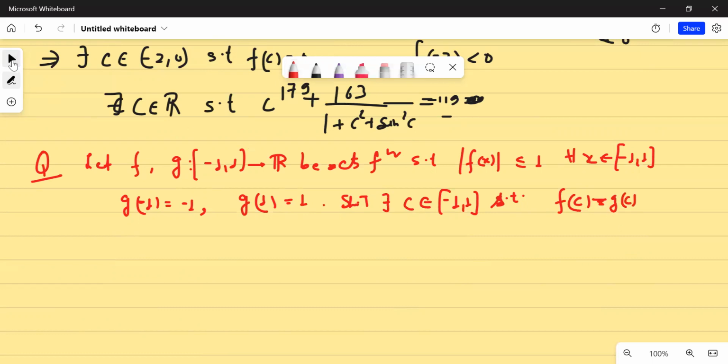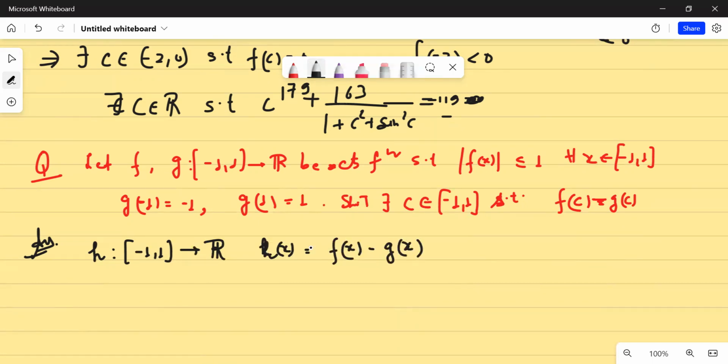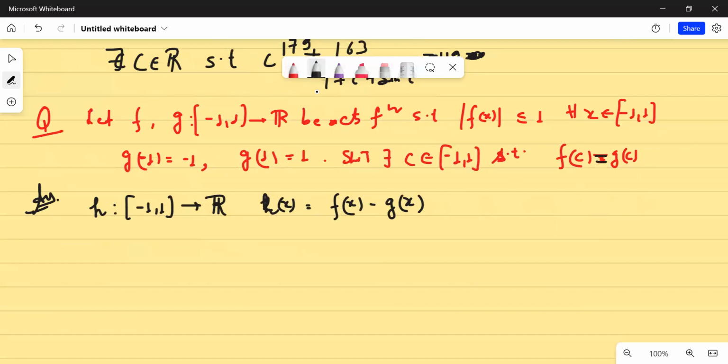So first thing again, most important thing in all these questions is to take the right appropriate function. F and g are both continuous functions. So I'll take a function h from minus 1 comma 1 to R, which I define as h of x is simply equal to f of x minus g of x. Is that clear? Because we want to prove f of c is equal to g of c. So I'll take a function h of x equivalent to f of x minus g of x. And now h of 1 will be simply equal to f of 1 minus 1.